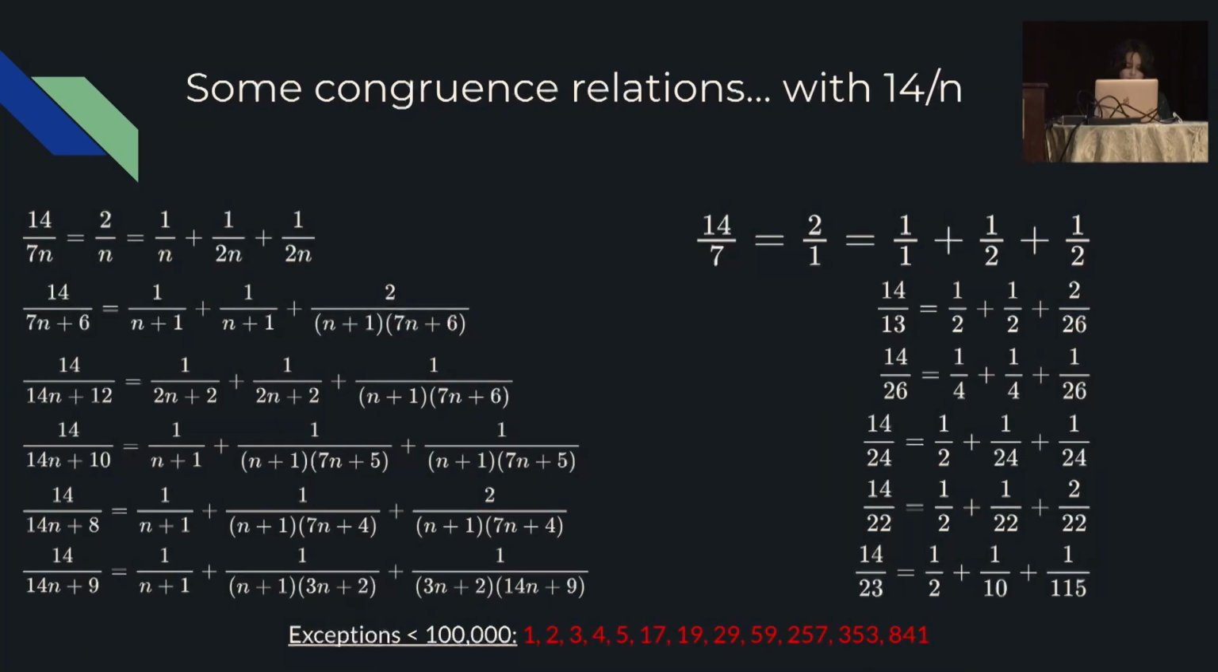You might notice that 2 of the modular identities have a 2 in the numerator. These are still unit fractions because if n is odd, then n plus 1 is even, and if n is even, then the other expression is even. So the denominator will always be even, and you can reduce either one to a unit fraction.